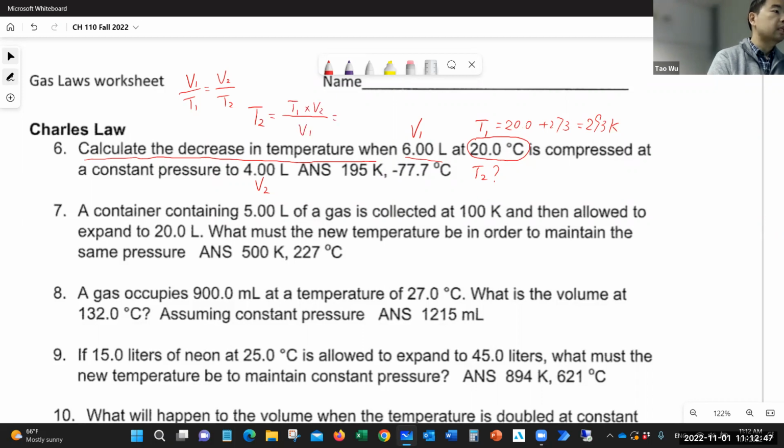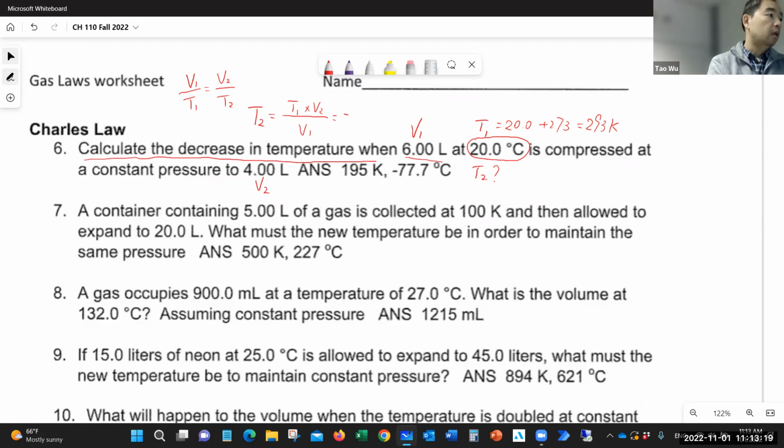That's why I recommend you make a list of each of the parameters, so you know which one is P1, which one is V1, which one is V2, because in the equation the symbols are not always in the same order. If you know which one is V1 when you list those parameters, it's easy to replace the symbols with numbers, okay?